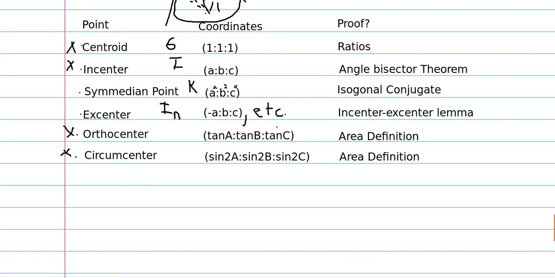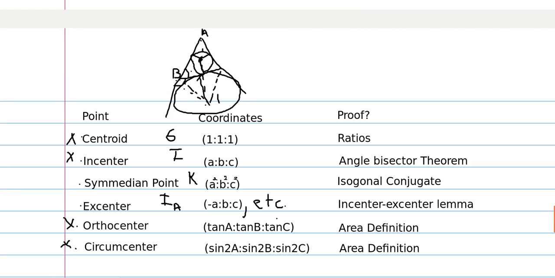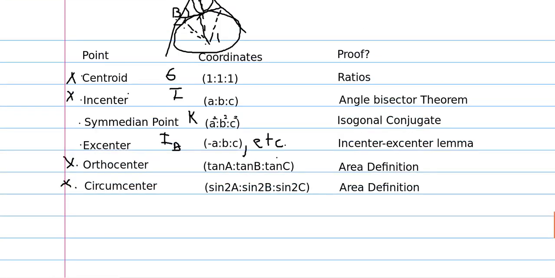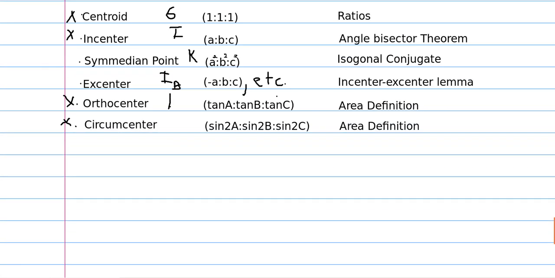the A excenter. So there's the A excenter, the B excenter would be somewhere out here, and the C excenter would be somewhere out here. Whatever letter we're using, it's basically just the incenter, but with a negative. So the orthocenter, we usually use an H, my bad.